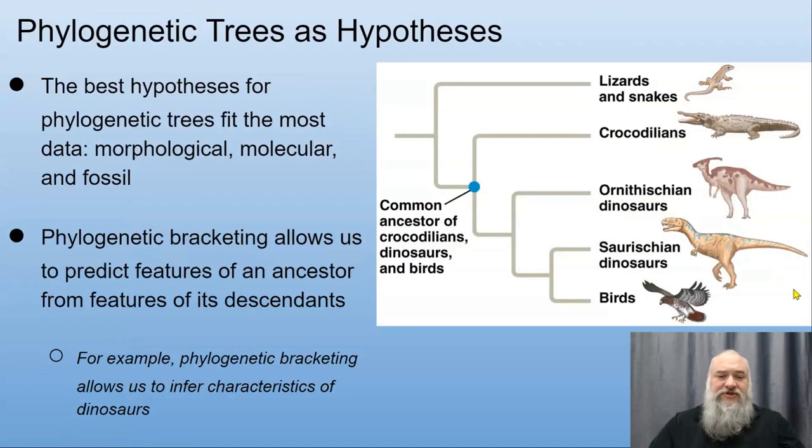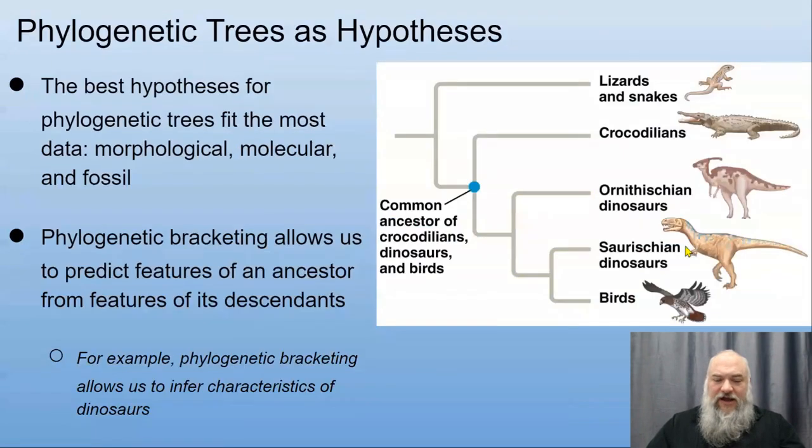And just a reminder that phylogenetic trees are hypotheses, guys. They are based on all the information we have, our best guess on who evolved from who. Another thing we can do is hypothesize about characteristics of organisms that aren't around today, that we don't know for sure. For example, with bracketing, we know that birds and crocodiles share a common ancestor way back here with some different branches of dinosaurs.